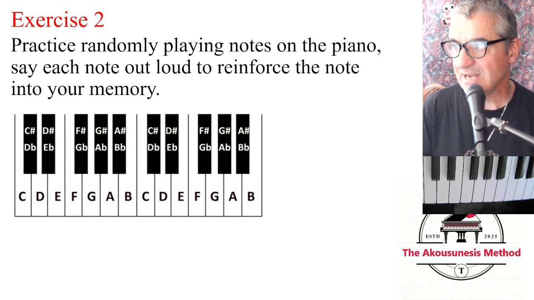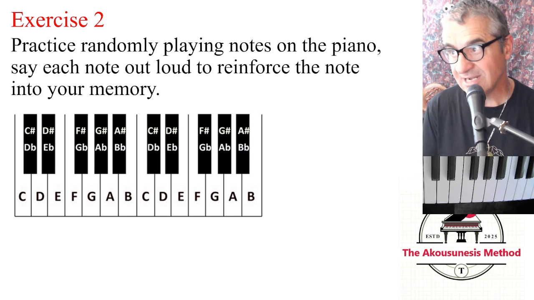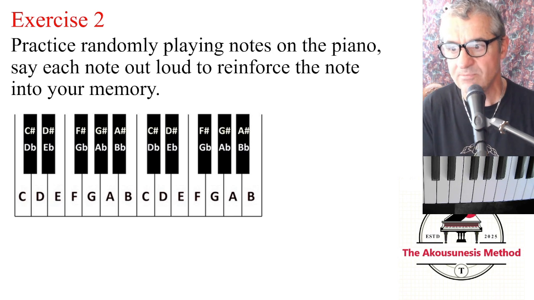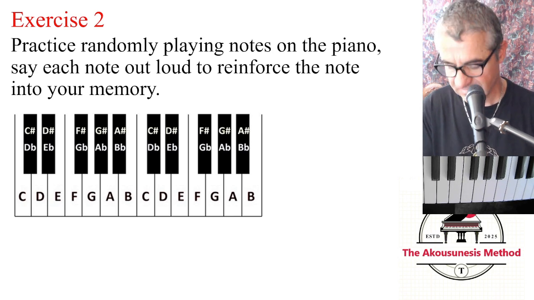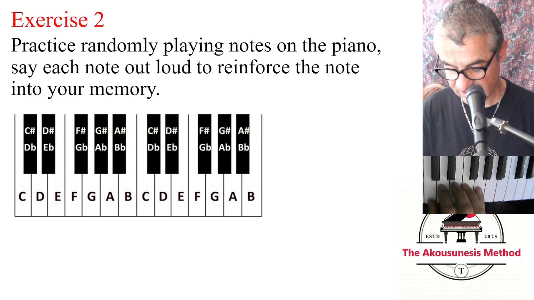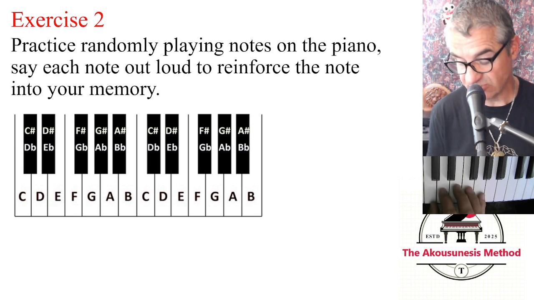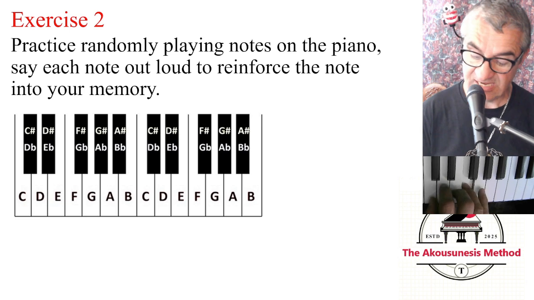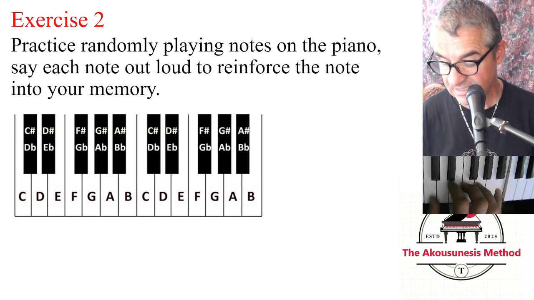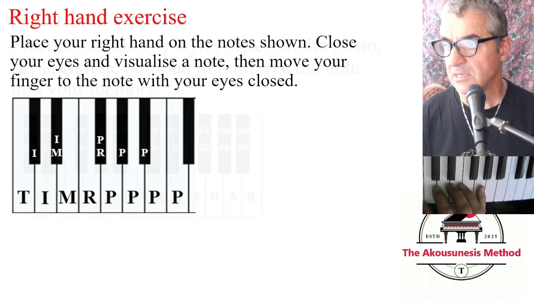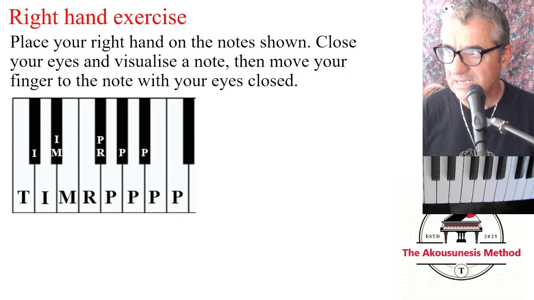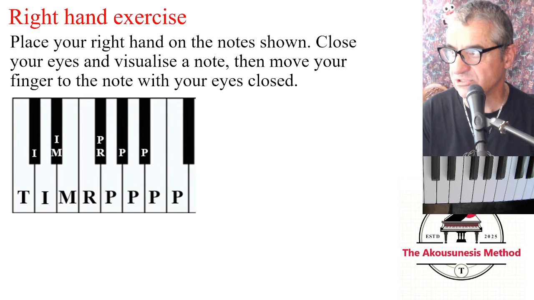So practice randomly playing notes on the piano. Say each note out loud to reinforce the note into your memory, okay? So we want to say them too. So we'll do it visually. Before we get to eyes closed, we just look down. C, E, D, F, G, A, B, C, D, E, D, C, and so forth. Place your right hand on the notes shown. Close your eyes and visualize the notes.